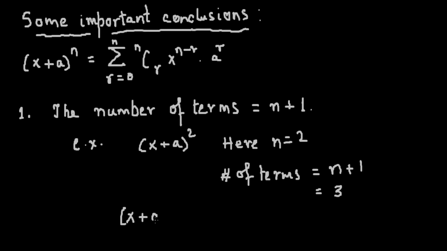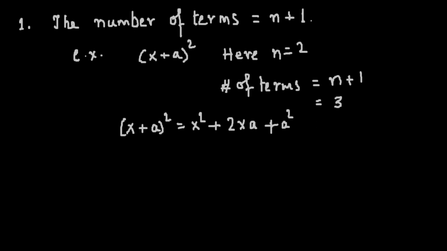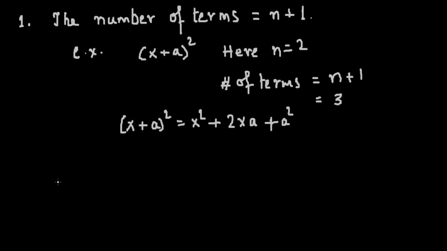Now without applying the binomial expression, you can say that the expansion of x plus a whole squared is x squared plus 2 times the product of x and a plus a squared. So yeah, now you can say there are 3 terms. There's always one more than the index n. So this is true for any expansion. This is conclusion number 1 about the number of terms.